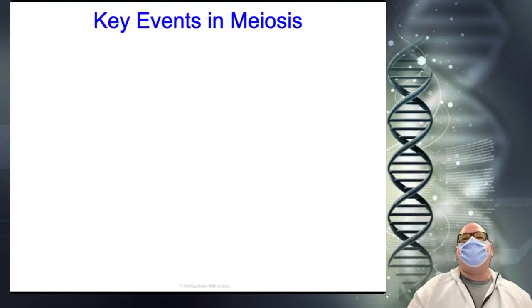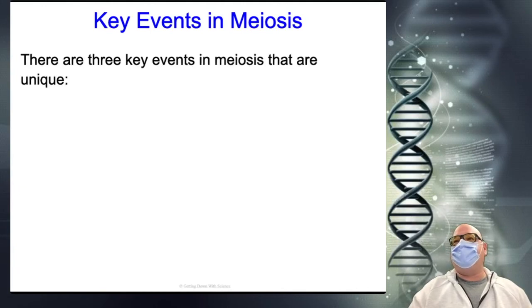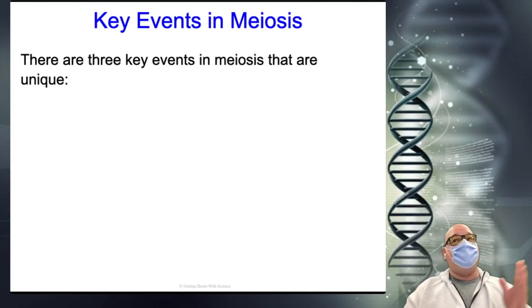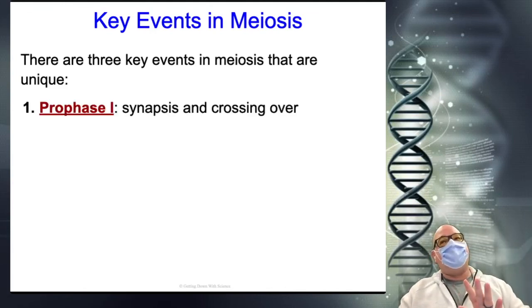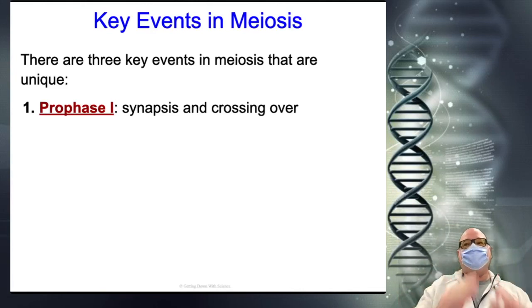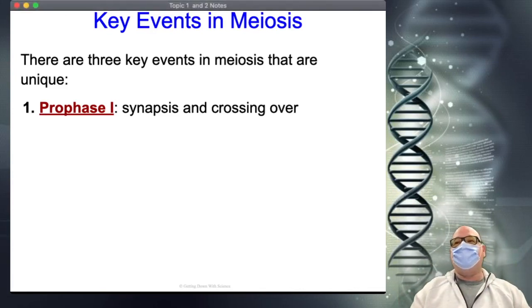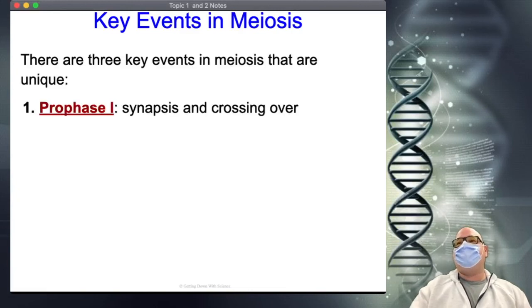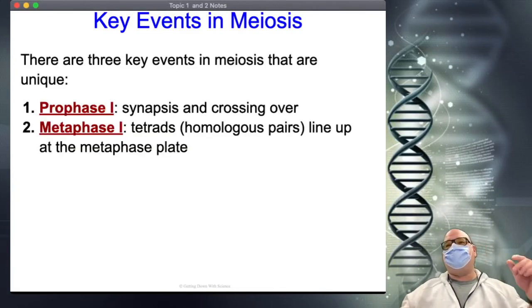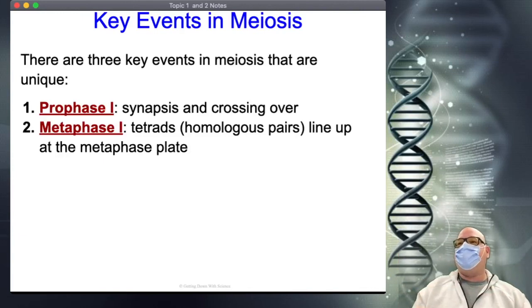All right, let's look at some of the big events in meiosis. Okay, there's three big events that are unique. Okay, so we've learned mitosis. Let's just dial into the things that make meiosis special. Okay, in prophase one, crossing over happens. This is where we have pieces of chromosomes that are going to detach from one another and sort of shuffle the deck on that chromosome.